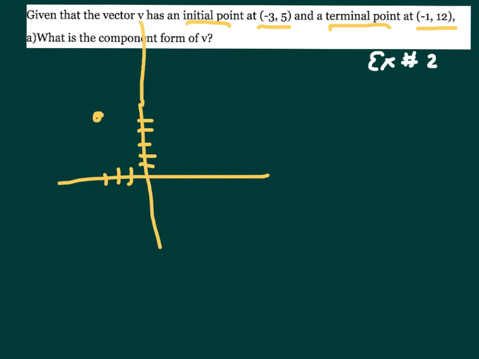Negative 1, 1, 2, 3, 4, 5. I got to keep going up here. 6, 7, 8, 9, 10, 11, 12. Way up here. Since that's terminal, I will draw my vector. It goes like this.